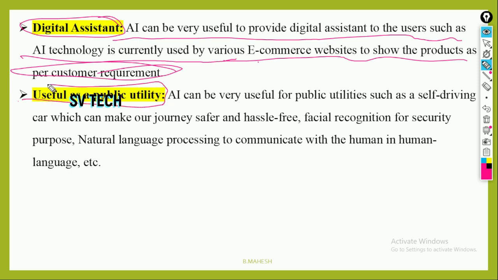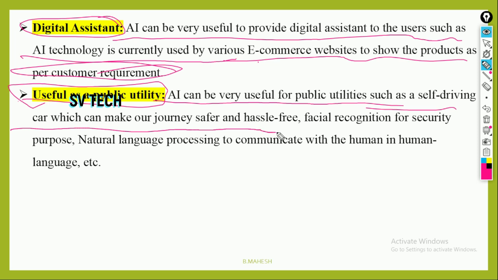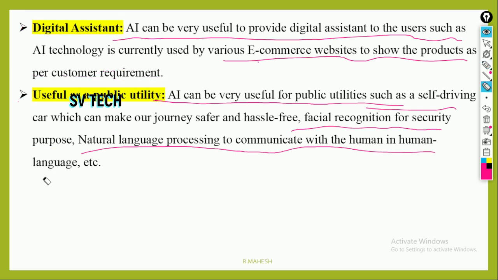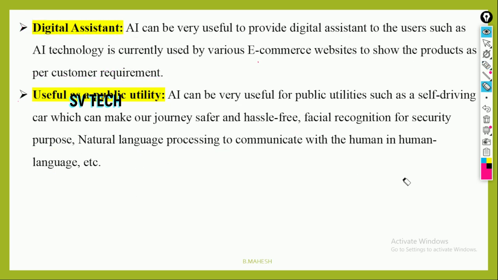Useful as public utility. AI can be very useful for public utilities such as a self-driving car which can make your journey safer and secure. Facial recognition for security purposes, natural language processing to communicate with humans in human language, etc. All these are the main advantages of AI nowadays.